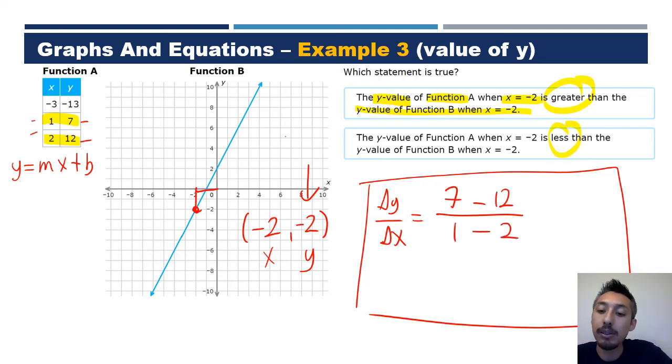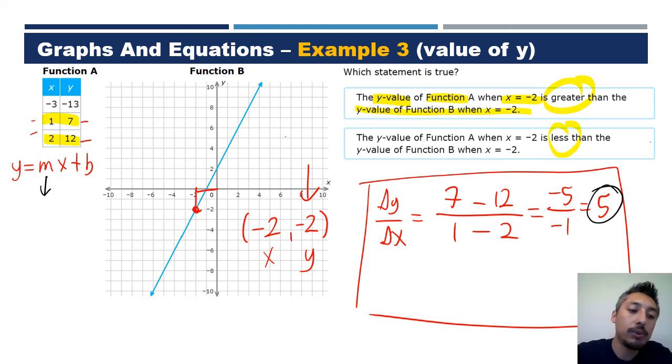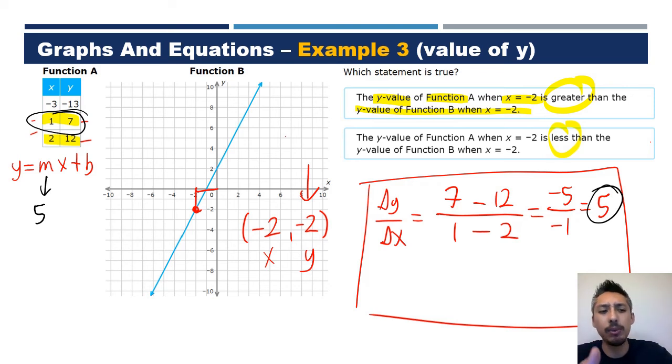Let's simplify this out. 7 minus 12 is -5. 1 minus 2 is -1. So -5 divided by -1 is equal to a positive 5. So we just found that our slope is equal to 5. Now let's figure out what our y-intercept is equal to. Like before, we need to choose a point and plug it into this equation. I'm going to choose this middle one just because it looks a little easier.